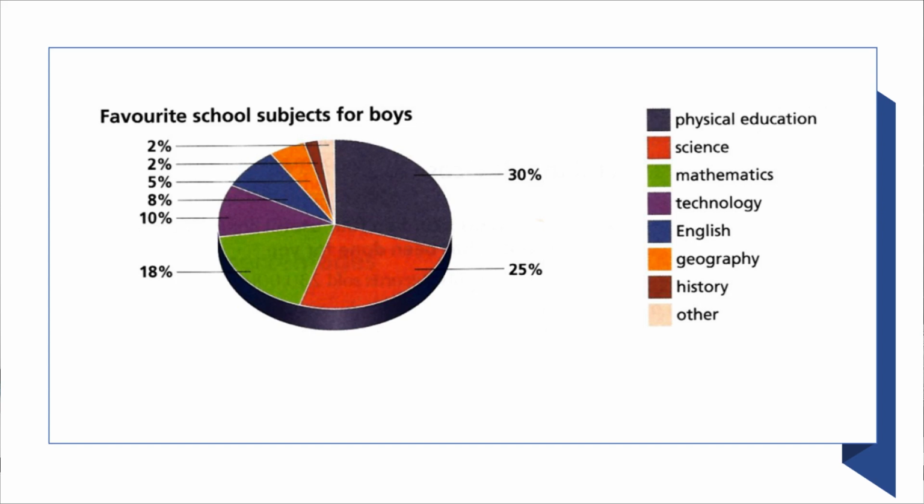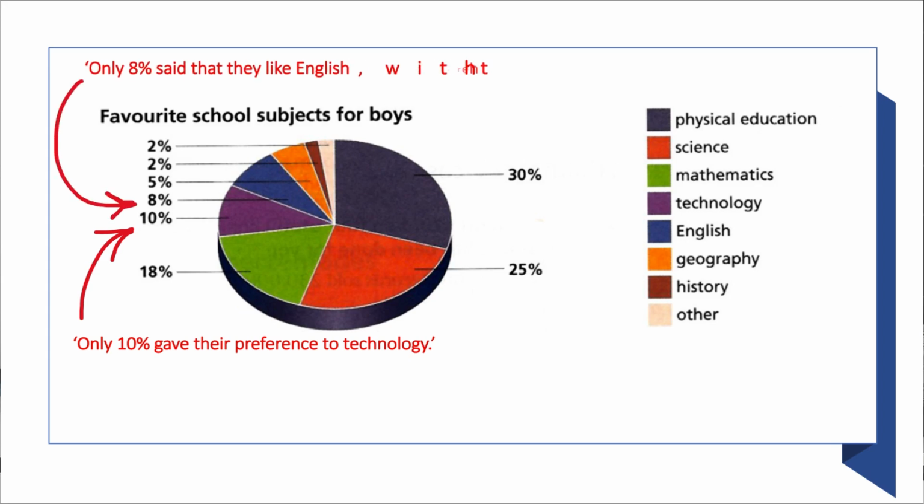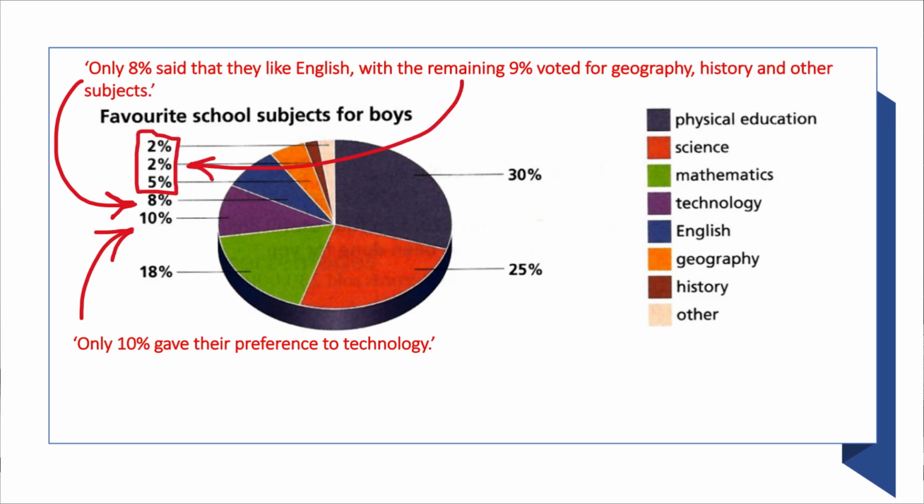What about the other subjects? Well, we can see that only 10% gave their preference to technology. Only 8% said that they like English, with the remaining 9% voted for geography, history and other subjects. This is it.